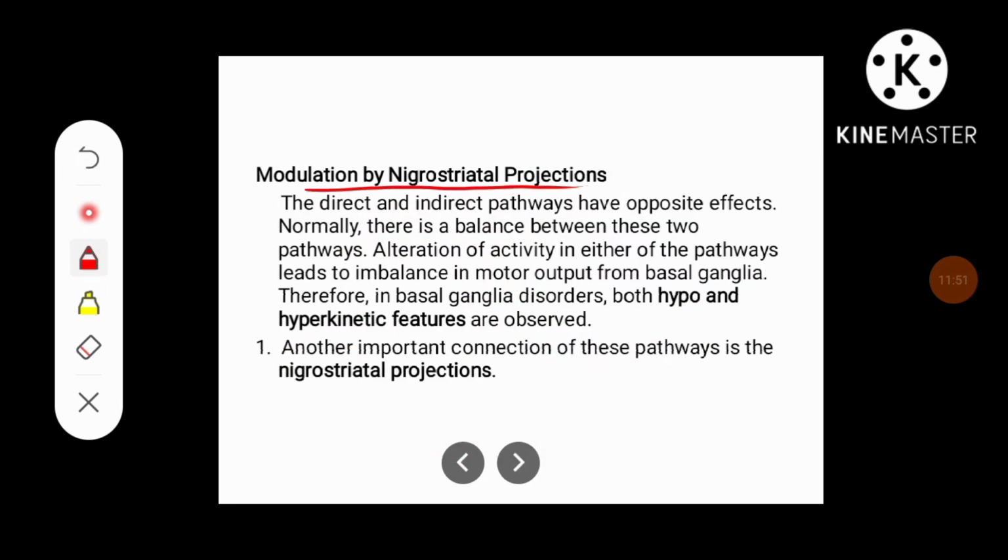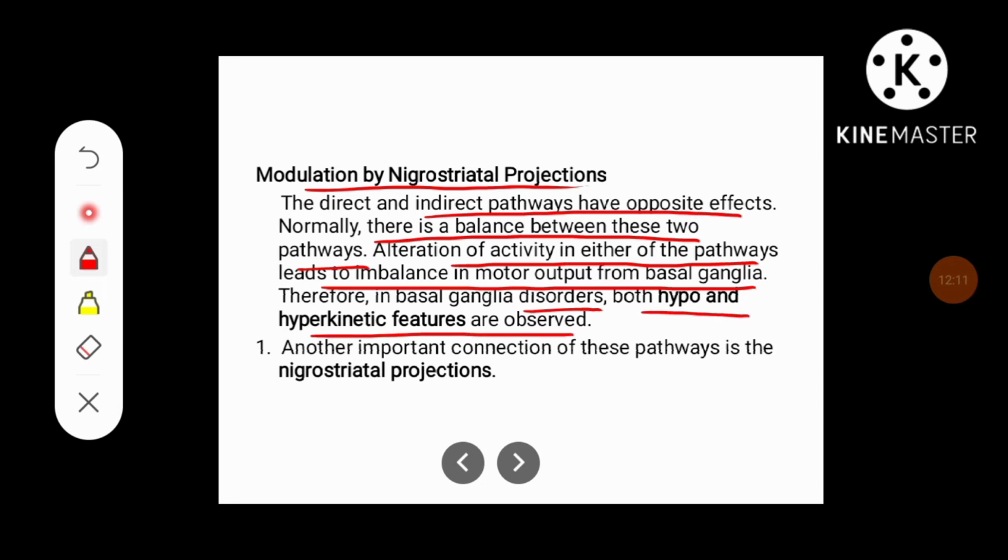Modulation by nigrostriatal projection. The direct and indirect pathways have opposite effects. Normally, there is a balance between these two pathways. Alteration of activity in either pathway leads to imbalance in motor input from the basal ganglia. Therefore, in basal ganglia disorders, both hypokinetic and hyperkinetic features are observed.